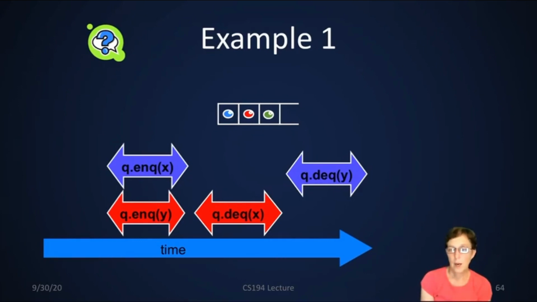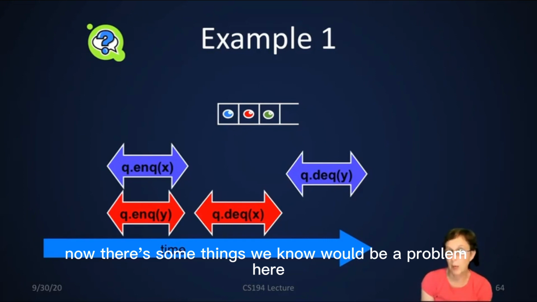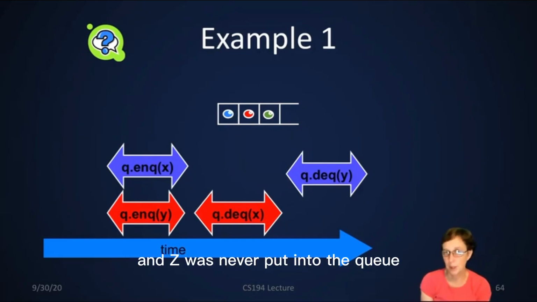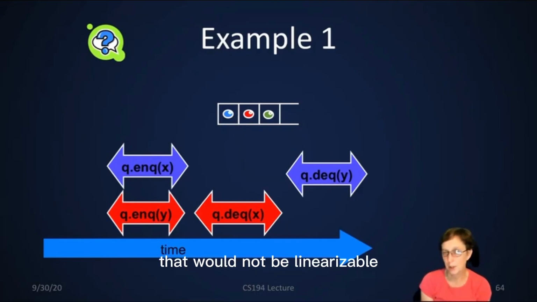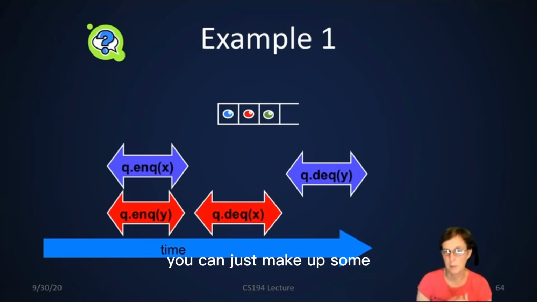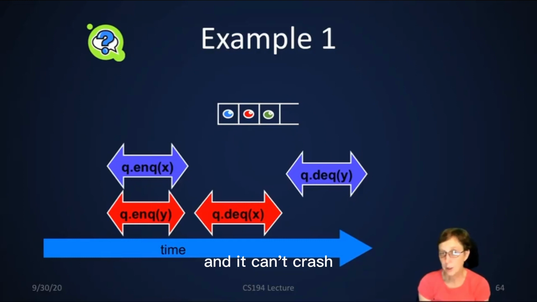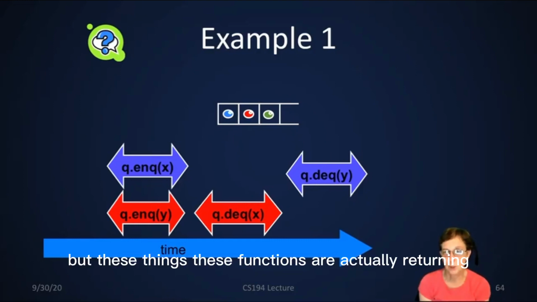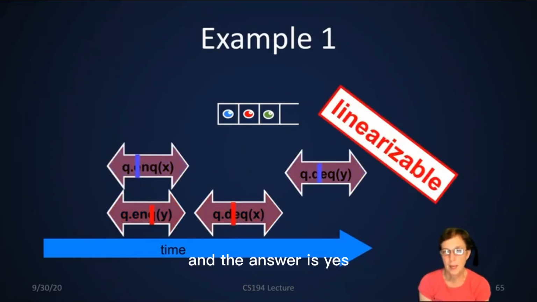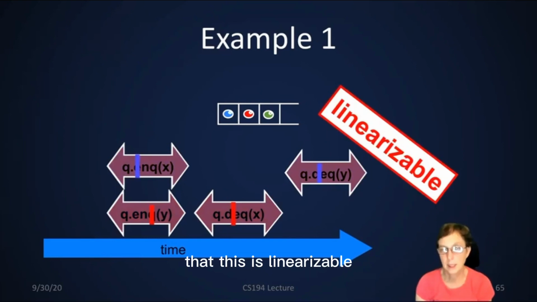Okay, so now there's some things we know would be a problem here. If this thread got Z out and Z was never put into the queue, that would not be linearizable because it doesn't map onto any kind of serial order that says you can just make up some random value and get it out of the queue. And it can't crash, but these functions are actually returning. And so now the question is, is it okay for this particular order to happen? And the answer is yes, this is linearizable.